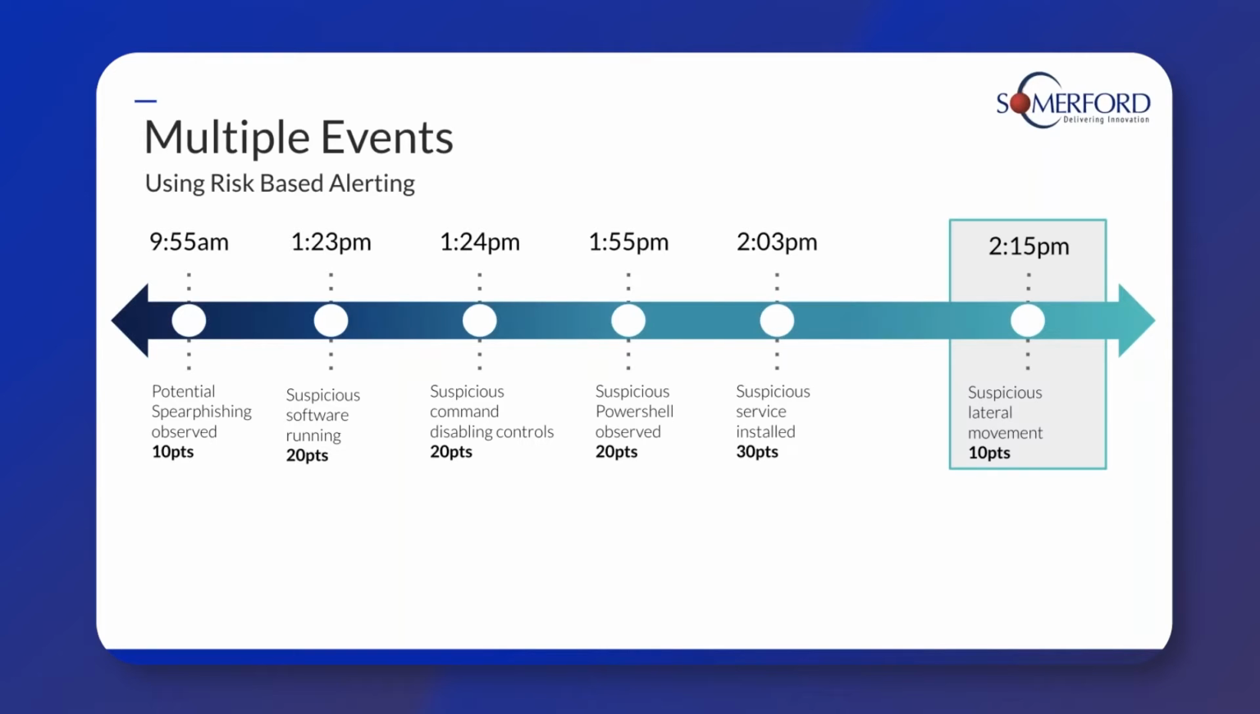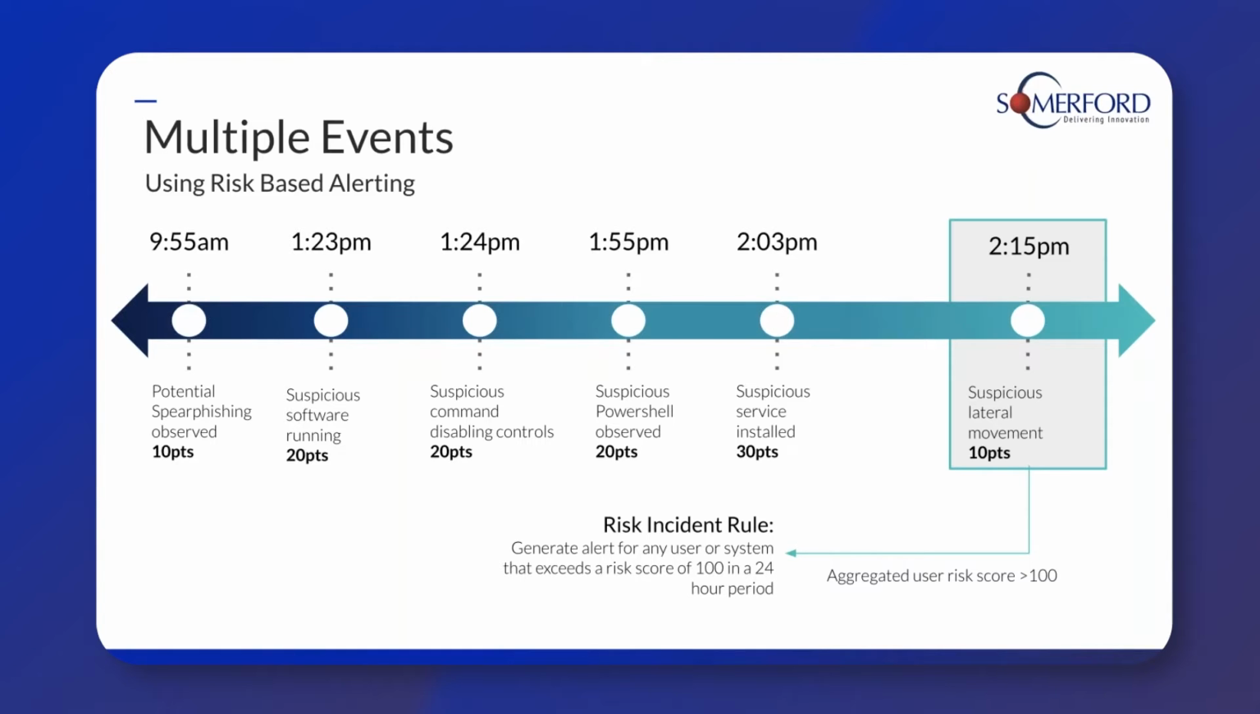Now, these probably are quite low points of risk here, but the idea is that they all add up to about 100 points, and 100 points being our threshold. When we hit that, you can see this has happened throughout the day. It's not just a one-time event. It's occurring over a larger period of time, in this case several hours, but it could be a 24-hour window that we're looking at risk, or a 7-day window, or even a 30-day window. And once it hit that 100 points, then we hit a risk incident rule. So that's generating an alert. It's exceeded 100 points over a 24-hour period.